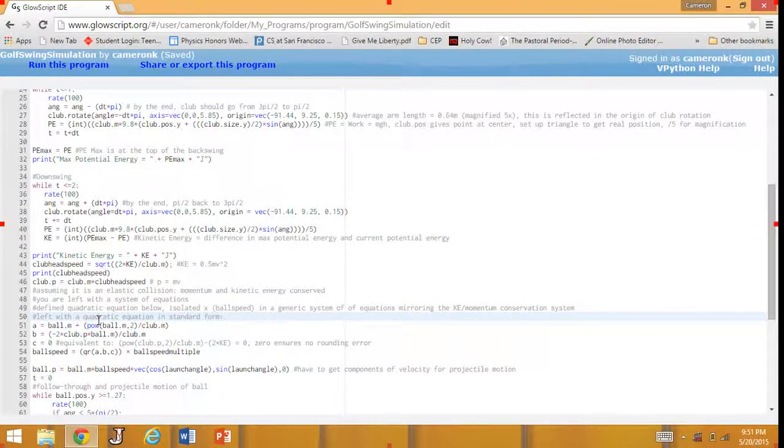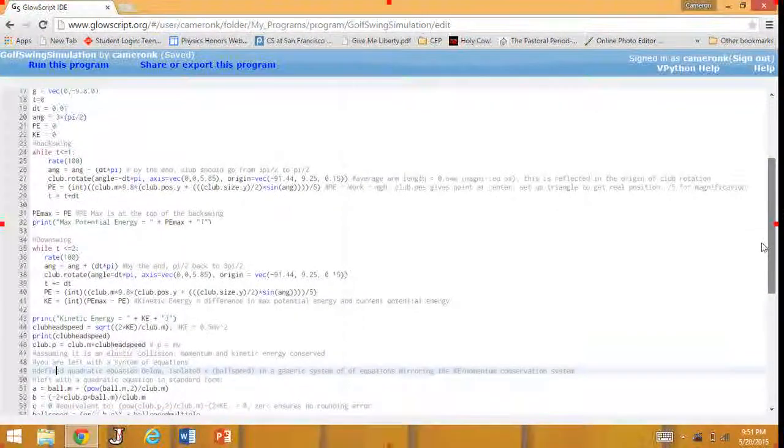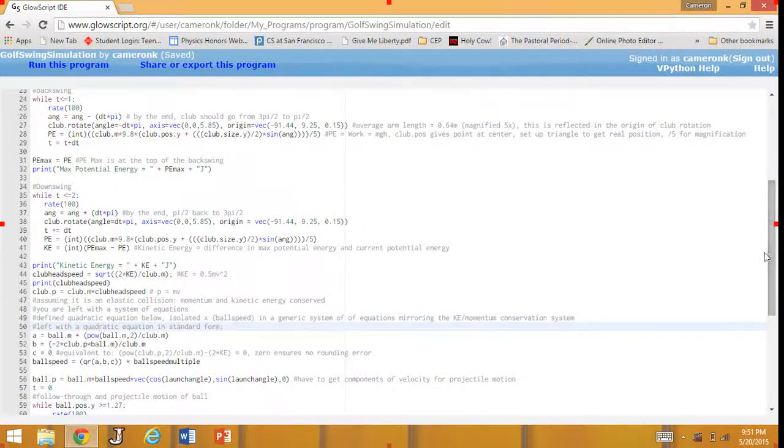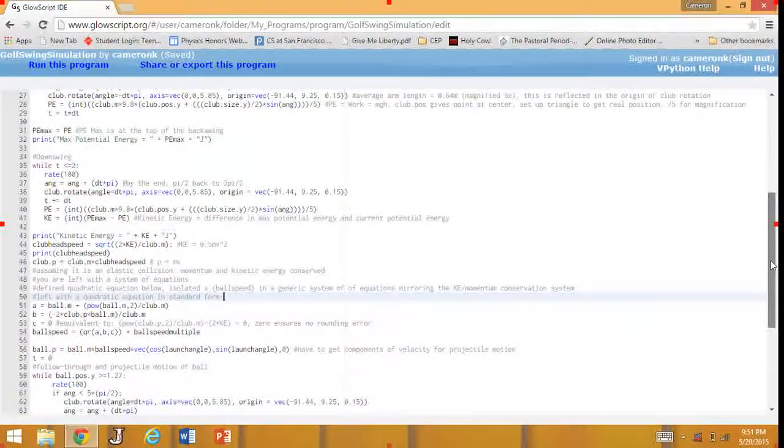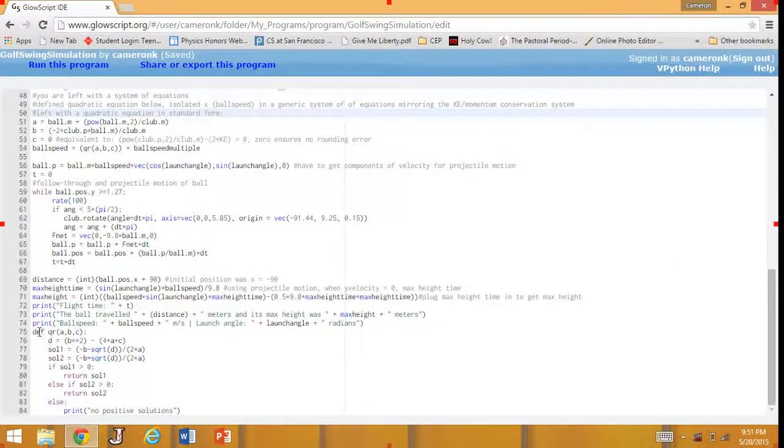ax squared plus bx plus c, and I define a, b, and c, which are all proportional to established constants, constants that we defined earlier in the simulation. And so when you find a, b, and c, you can use the quadratic formula. At the bottom here, I define my own function, call it QR for quadratic, and it just simulates the quadratic formula. So I have the discriminant, b squared minus 4ac, and then there are two possible solutions, and I return the positive one.